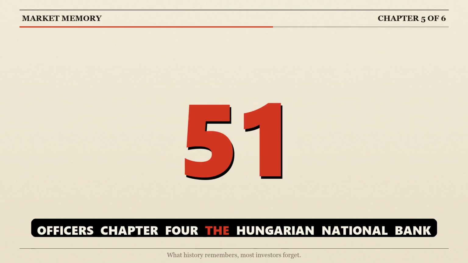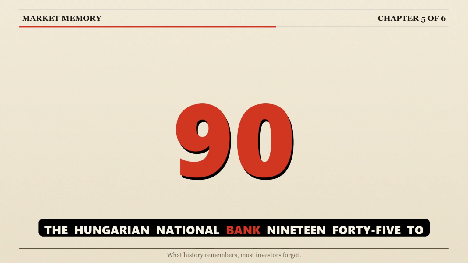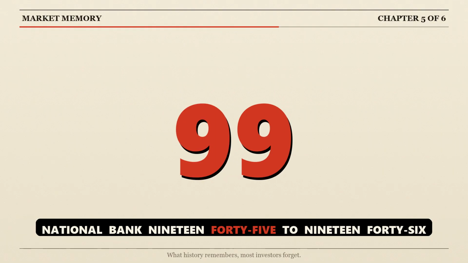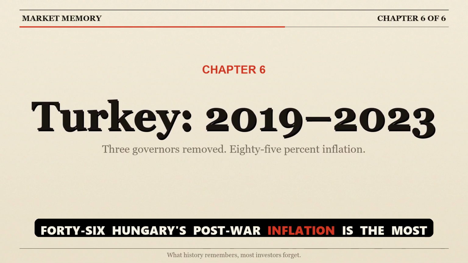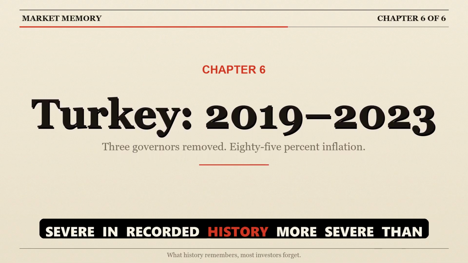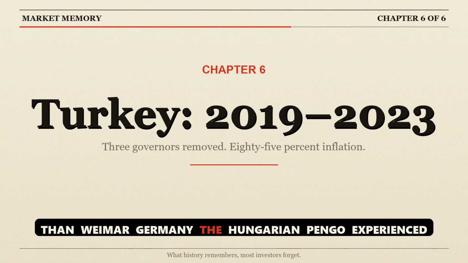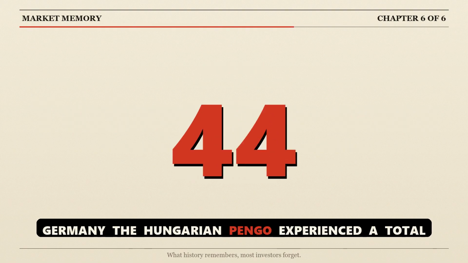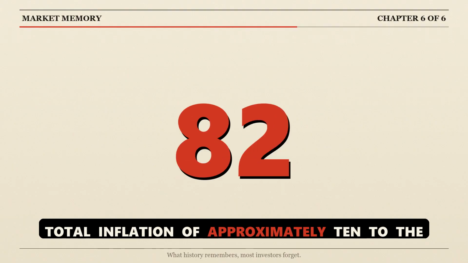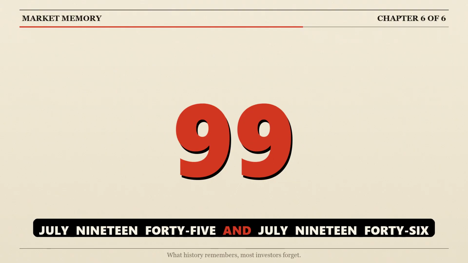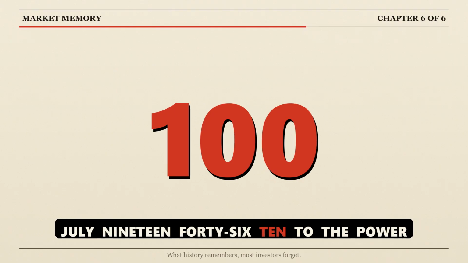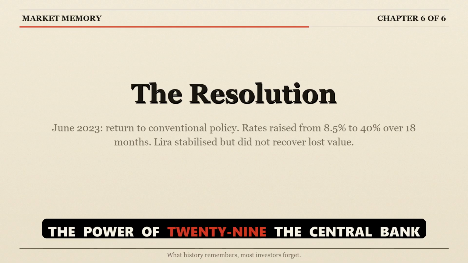Chapter 4. The Hungarian National Bank. 1945 to 1946. Hungary's post-war inflation is the most severe in recorded history, more severe than Weimar Germany. The Hungarian pengo experienced a total inflation of approximately 10 to the power of 29 between July 1945 and July 1946. 10 to the power of 29.